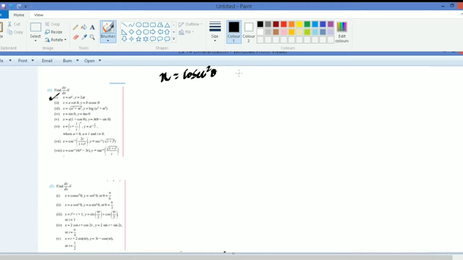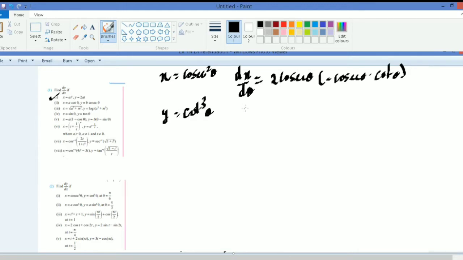Now it is a function squared. So dx by d theta will be equal to 2 cosec theta, because for a function raised to n, it is n into the function into the derivative, and the derivative of cosec theta is minus cosec theta cot theta. Similarly, your y will be given as cot cube theta. So you can write dy by d theta will be 3 cot square theta into the derivative of cot theta. What is the derivative of cot theta? Minus cosec square theta.